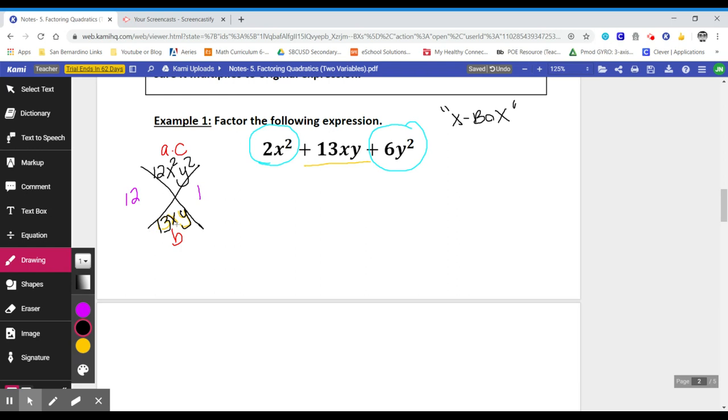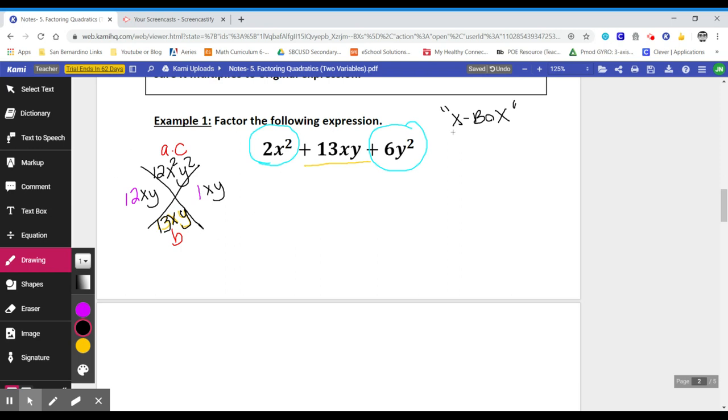So if I want this to be 13xy, that means that this one needs to have an xy, and this needs to have an xy as well. Why? So that when we add them up, it adds up to the number on the bottom, which is 13xy. And when you multiply these two, it multiplies to the term on top, which is 12x squared y squared. And it actually does match up when you do that.